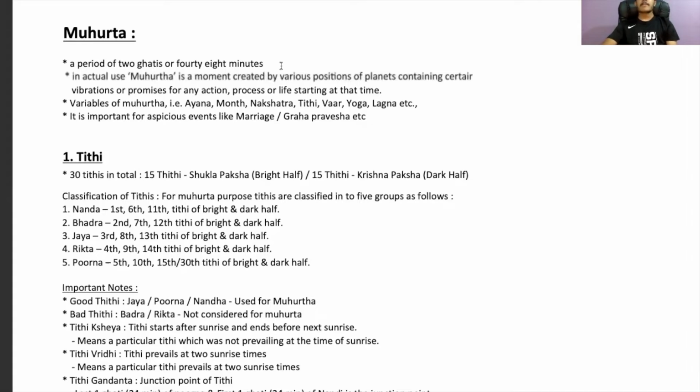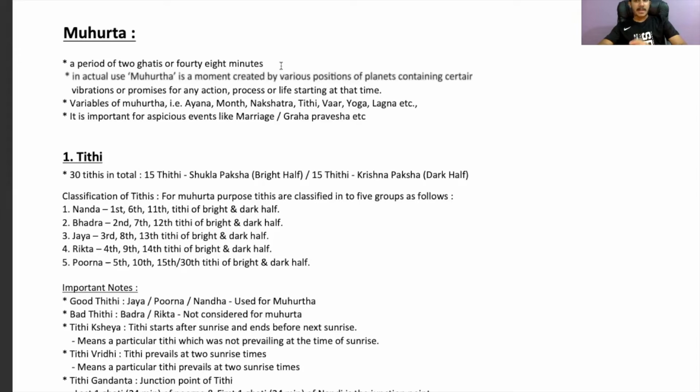So on. Now, an important note you need to make here: good tithis are Jaya, Purna, or Nanda, used for Muhurta. Jaya, the third one, is the most important tithi. Then comes the Purna tithi, then the Nanda tithi. That means the third one, the fifth one, and the first one. In the Jaya tithi, the eighth one, which is Ashtami, is the most important and auspicious tithi for the Muhurta. You need to make a note of that.